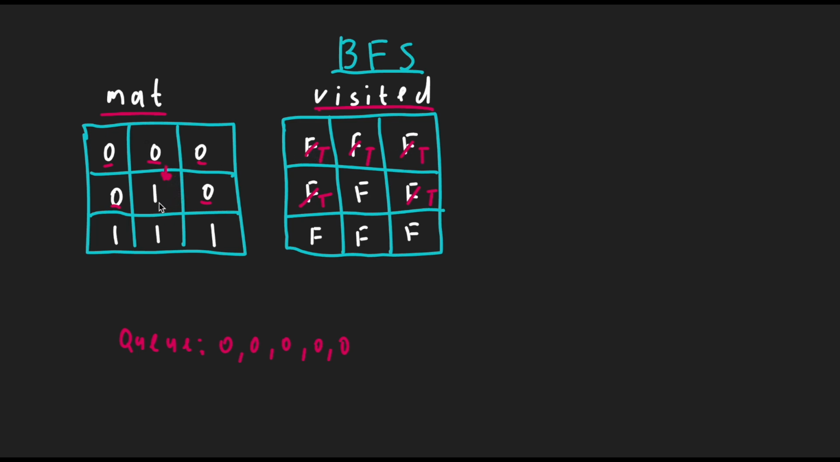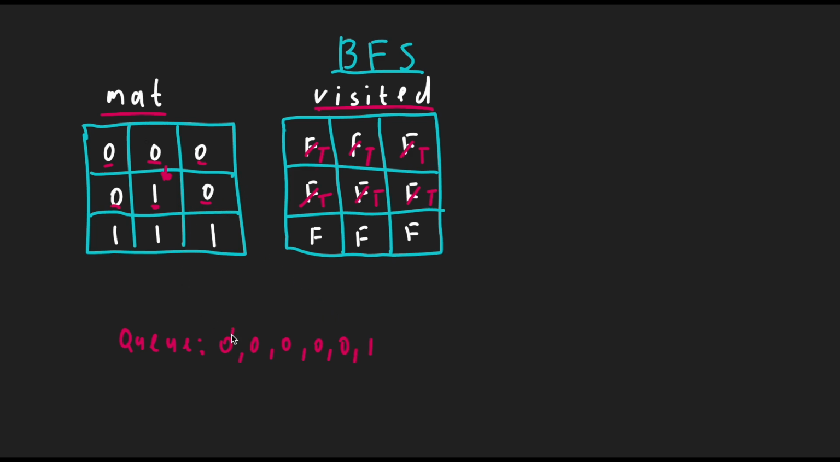For this cell, the nearest adjacent cell is the cell itself, and we set that value to 0. So 0 plus 1 gives us 1. Which means that the nearest adjacent cell with the value of 0 for this cell is this one. So we are adding 0 plus 1, which gives us 1, and we are marking that as true and adding it to our queue.